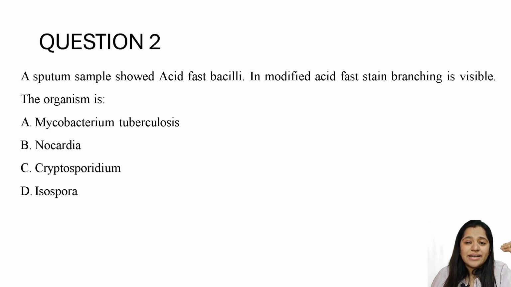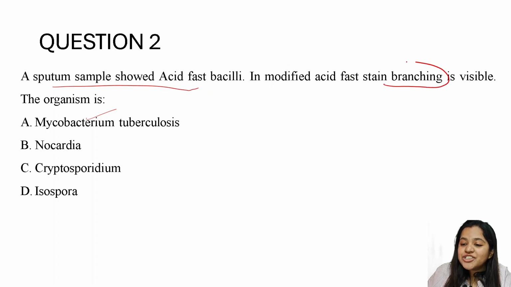Now, second, a sputum sample shows acid fast bacilli. I'm betting you 80 to 90% of you will see this. A sputum sample showed acid fast bacilli. First, again, the option is Mycobacterium tuberculosis. Half of you will blindly take Mycobacterium tuberculosis, but read the full question. In modified acid fast staining, branching is visible. Does Mycobacterium tuberculosis show branching? No. What shows branching? Nocardia.